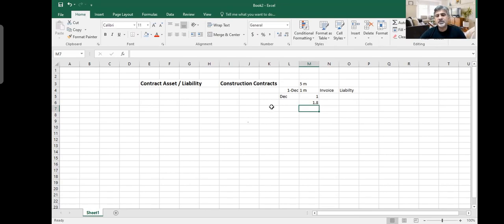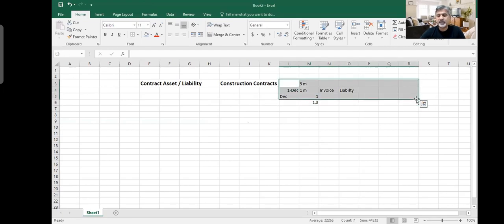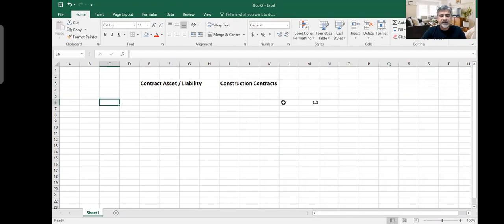Now, the topic which we are going to discuss, I just told you the background so that you understand where this contract asset and contract liability come from. So that's the background. Now, remember that the previous standard was IAS 11. It was called construction contracts.